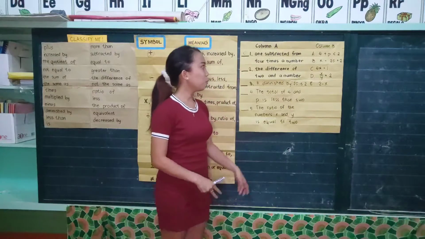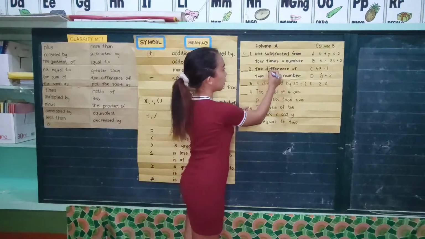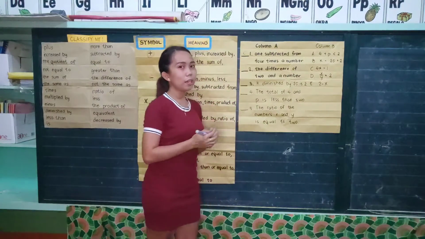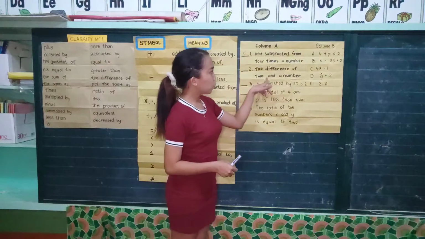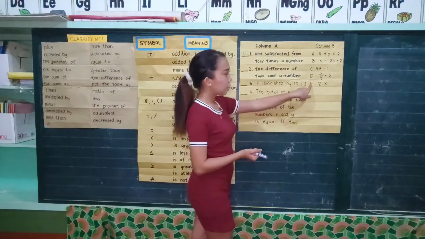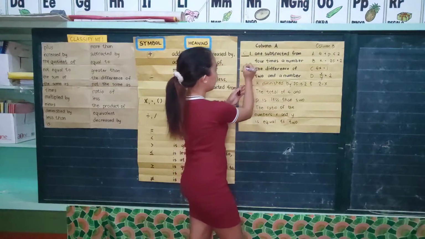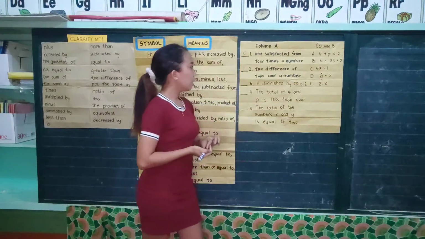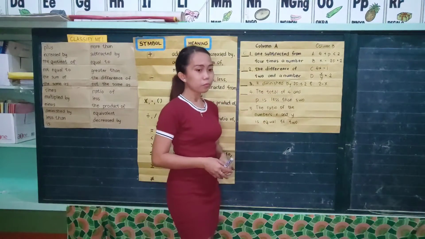Okay, that's correct. So we will use the operation subtraction because difference is the answer when subtracting two numbers. So the difference of 2 and a number, is it letter E? Alright, very good. Number 3, k diminished by 20 is 2.